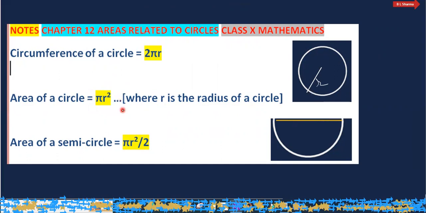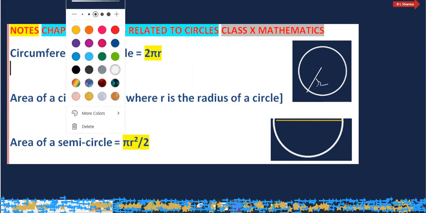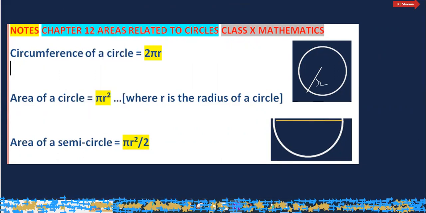And area for the half of the circle means semicircle. That is half of the area of the circle, which is pi r square. So divide by 2. Area of a semicircle is pi r square by 2.